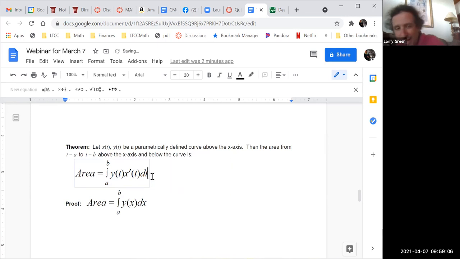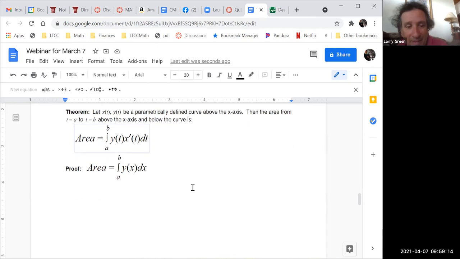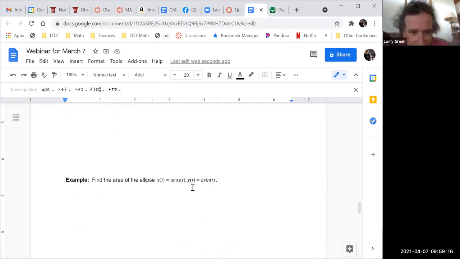So now that I've proven it, I'm going to just erase that because I want you to know the main point. And that is the area is the integral of y of t times x prime dt. And that's it. All right, so here's the question for you. Okay, find the area of the ellipse. X of t equals a cosine of t, y of t equals b sine of t.